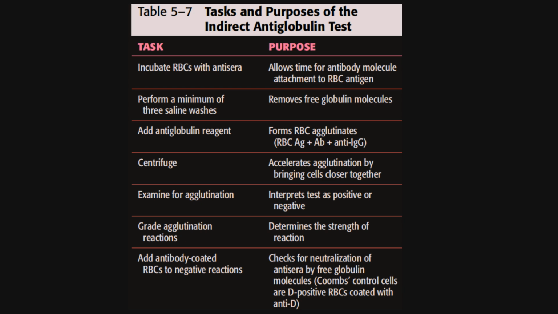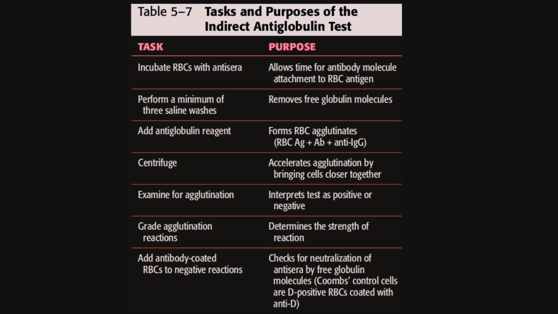So your RBC antigen plus your antibody plus your anti-IgG. How about centrifugation? What's the purpose, why do we need to centrifuge? It accelerates agglutination by bringing cells closer together. So that's for centrifugation. And examine for agglutination so we can interpret if the test is positive or negative, and then grade the agglutination reaction. So it determines the strength of the reaction.